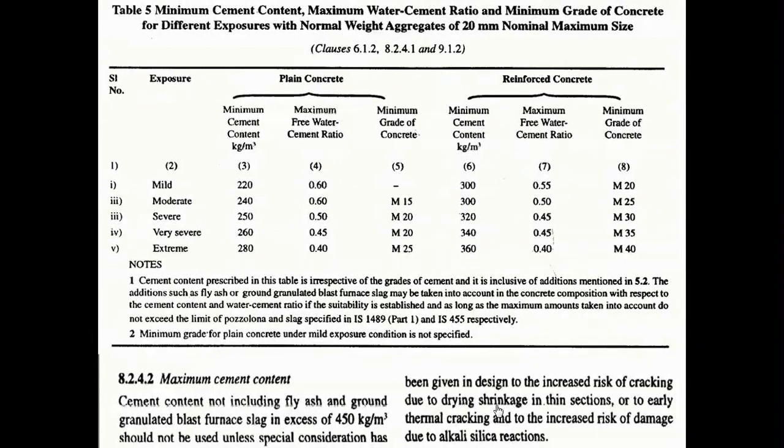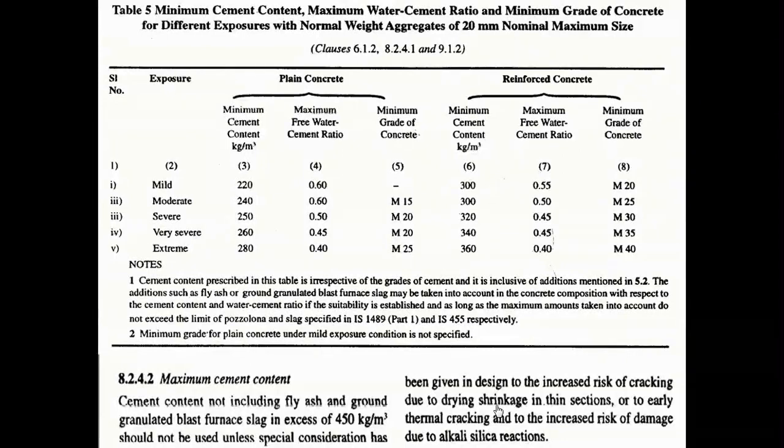Similarly, the maximum water cement ratio that can be used is only 0.45. You cannot increase the water cement ratio more than 0.45. You can use a lower water cement ratio if you want, but you cannot use more than what is specified by the code. Also, the minimum grade of concrete is M30. For severe condition, the minimum grade to be used is M30. It should not be less than M30, that is, M25 or M20 cannot be used in these severe exposure conditions. So the minimum grade is M30. I guess you understood.